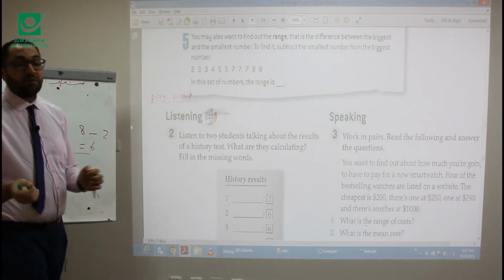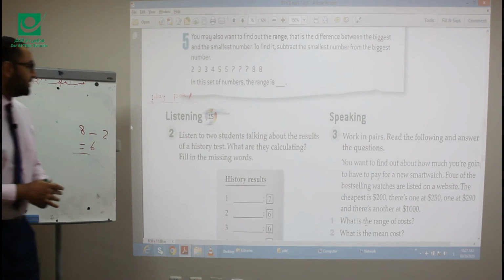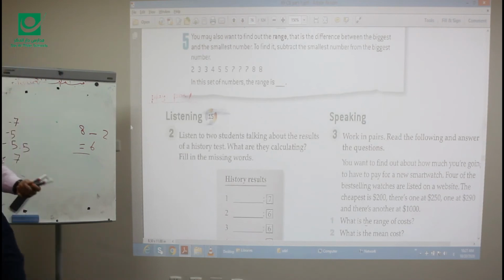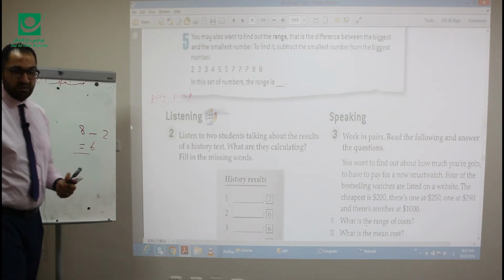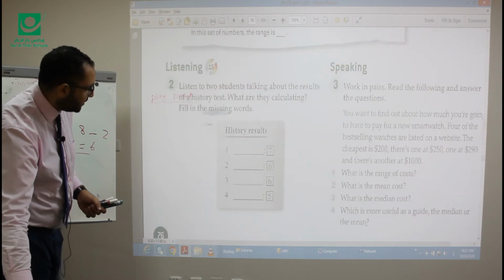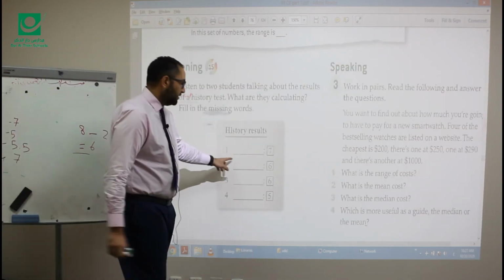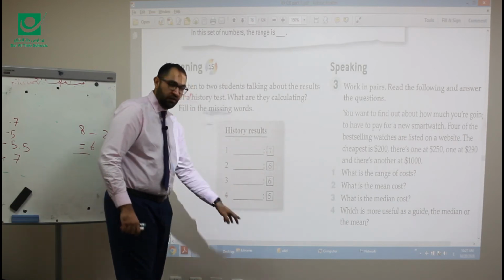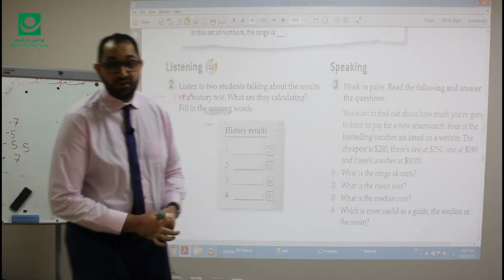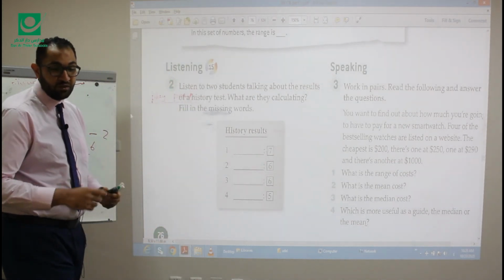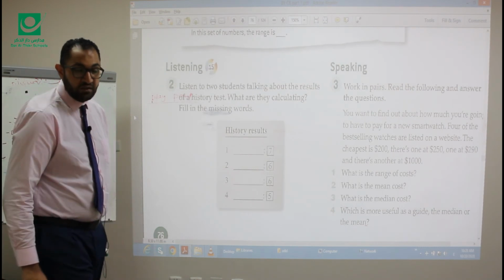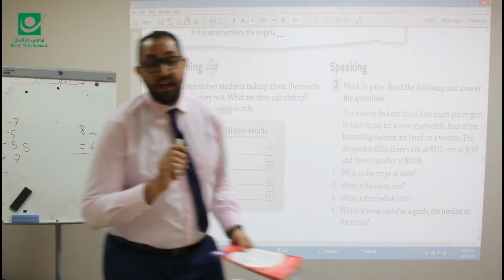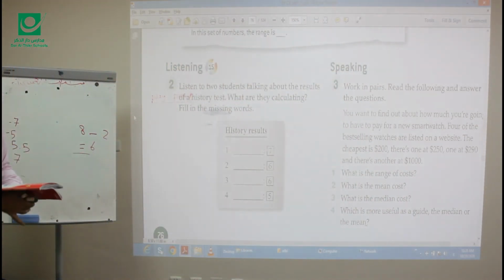Now the listening part, here we go. Here we come to English. We will listen now to two students talking about their results. What are they calculating? Fill in the missing words. So as you can see, we have the results for the calculations. Number 1, 7. Number 2, 6. 3, 6. 4, 5. So we need to know what they are calculating from the words we have just learned. So please get ready, listen to them carefully, look at the numbers, and be aware of what they are saying. We will start.